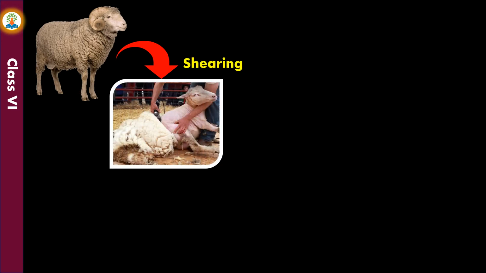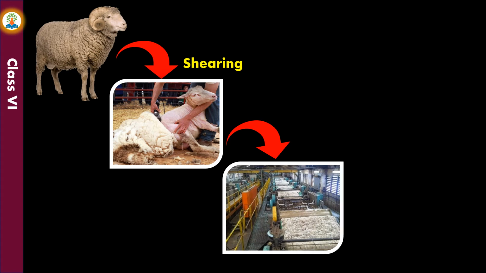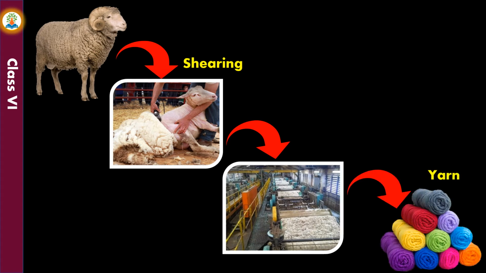The sheep is sheared to obtain fleece. Shearing is the process of removing hair from sheep. It is done with special instruments called clippers. After shearing, bales of wool are packed. These bales are then sent to mills where they are cleaned and combed by a machine. This clean wool is then spun to form fibers. The fibers are woven or knitted to make clothes.